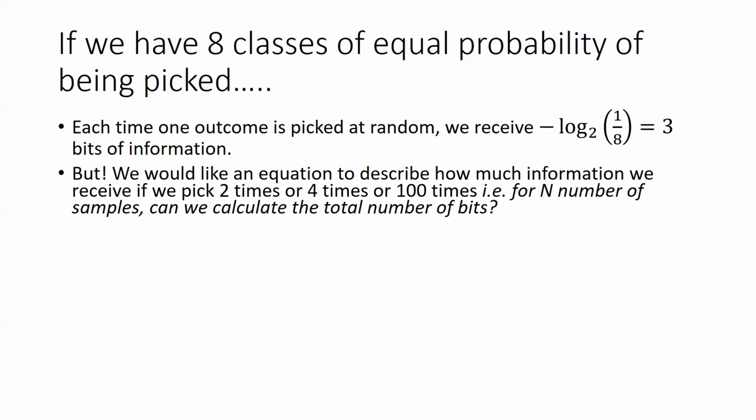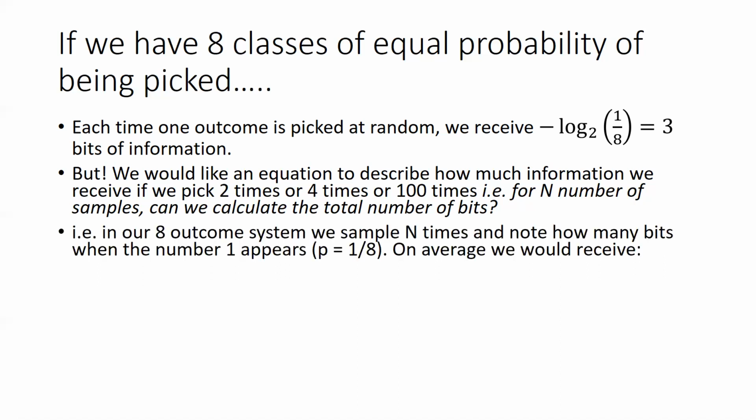So remember, we just pick once, we look inside, but we'd like to say, if I pick maybe 100 times out of this equal state system, how many bits of information will I receive? So in our 8 outcome system, we sample n times and note how many bits when the number 1 appears. So remember, our 8-state system with the numbers 1, 2, 3, 4, 5, 6, 7, 8.